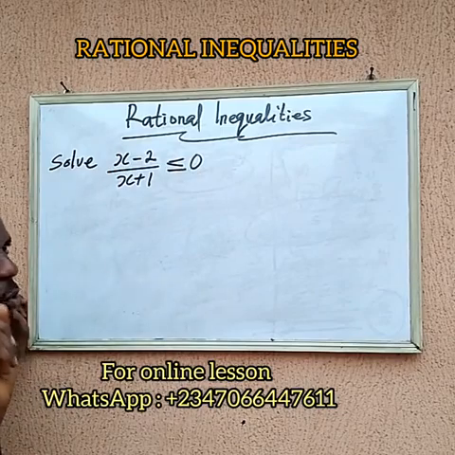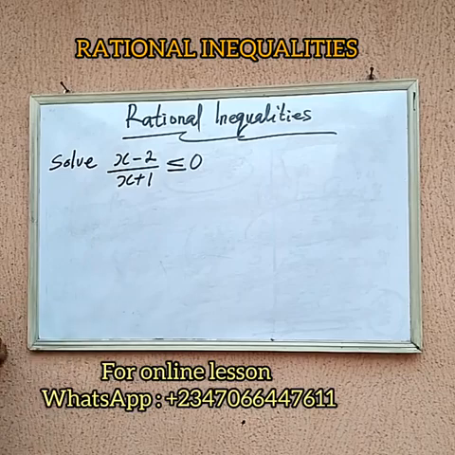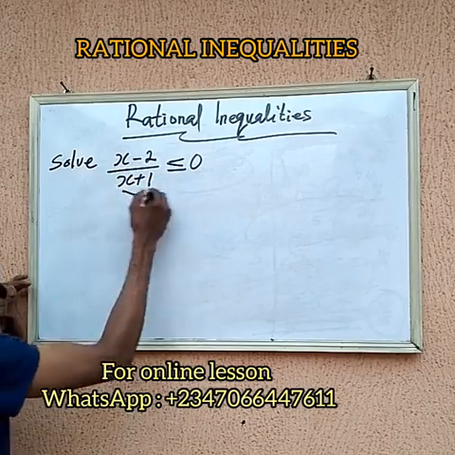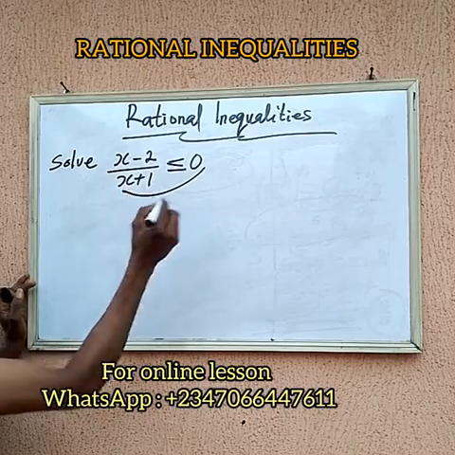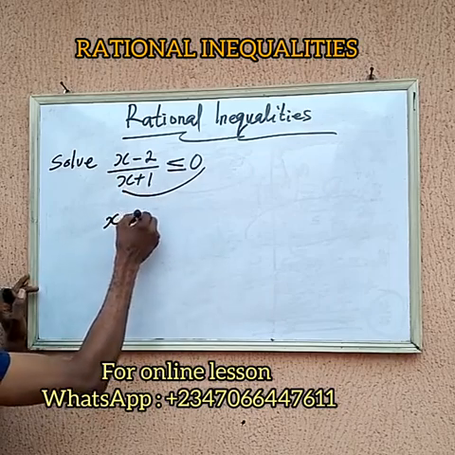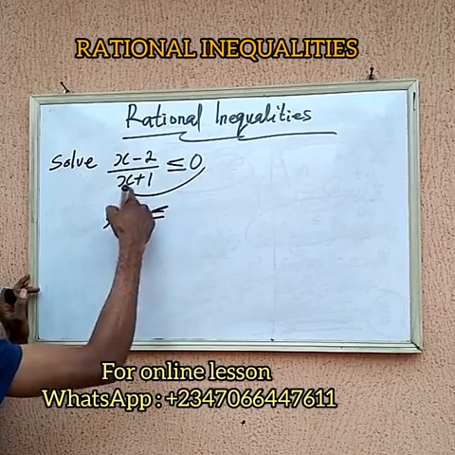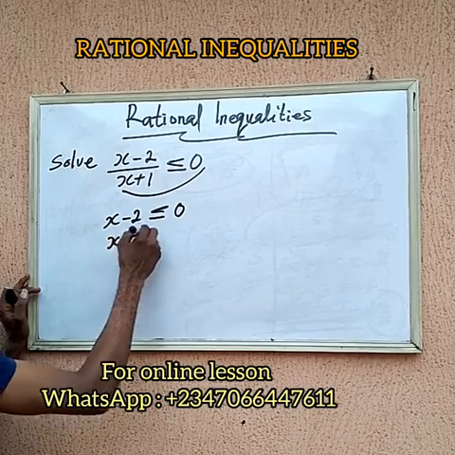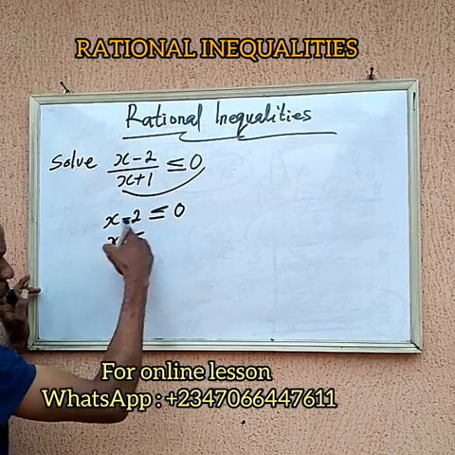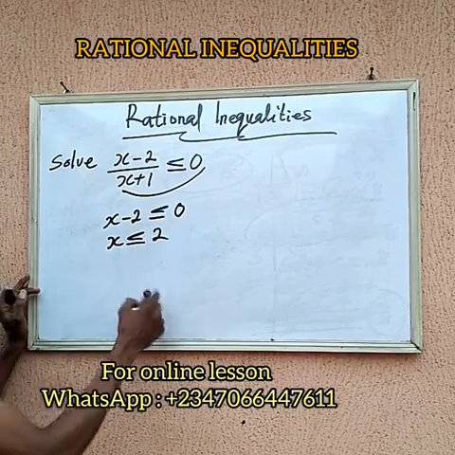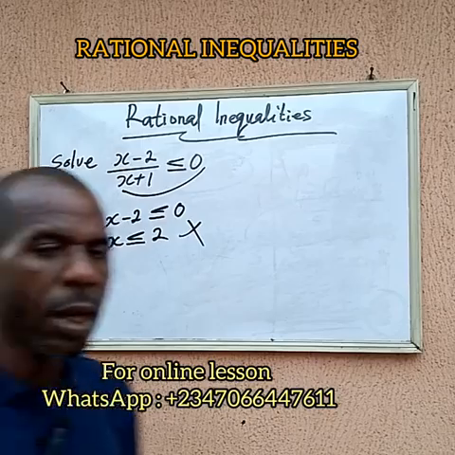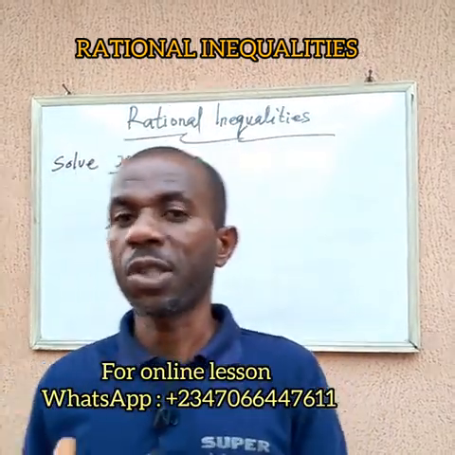Now, a mistake that a student might make is to cross multiply here. When you cross multiply by saying this multiply 0, some students will say x minus 2 becomes less than or equal to this whole thing multiplied by 0, which is 0. And at the end of the day, they will tell me that x is less than or equal to 2, taking this one to the other side. This is wrong. This is absolutely wrong.